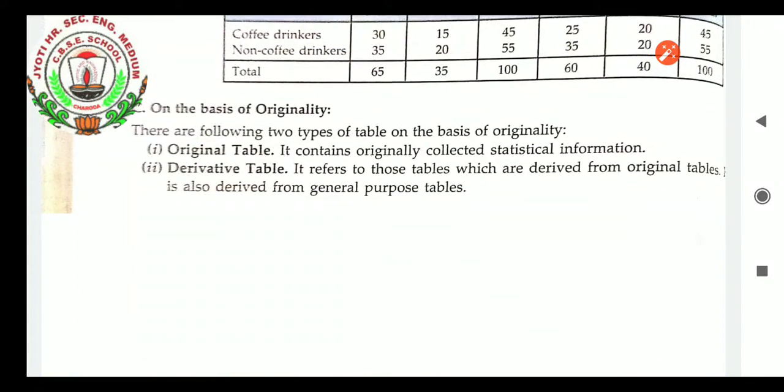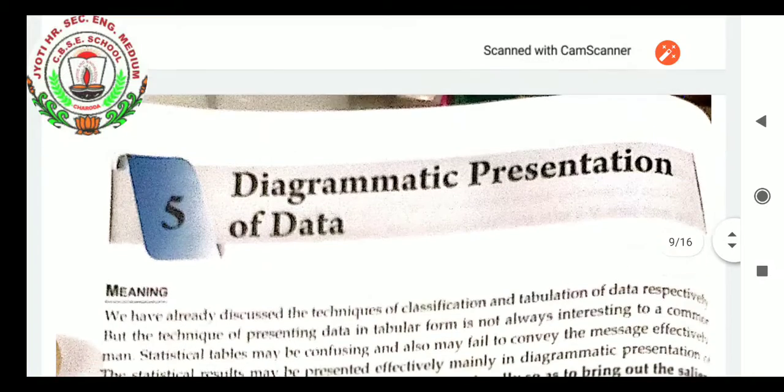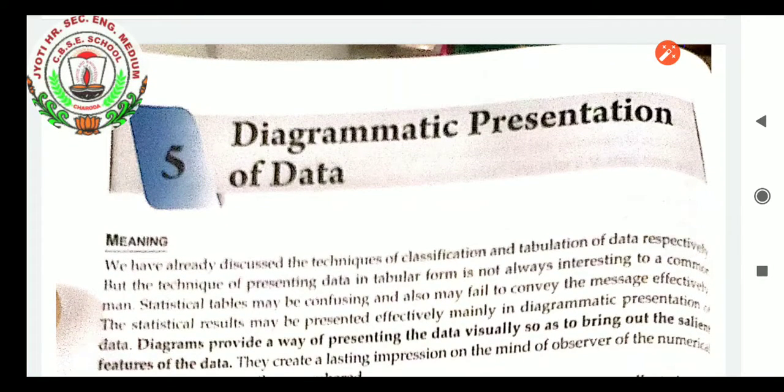Besides that, on the basis of originality also there are tables. There are the following two types of tables on the basis of originality: original table and derivative table. An original table contains originally collected statistical information. A derivative table refers to those tables which are derived from original tables. It is also derived from general purpose tables. So on the basis of originality, there are original tables with statistical information and derivative tables, which are derived from general purpose tables. Now our next chapter is diagrammatic presentation of data.